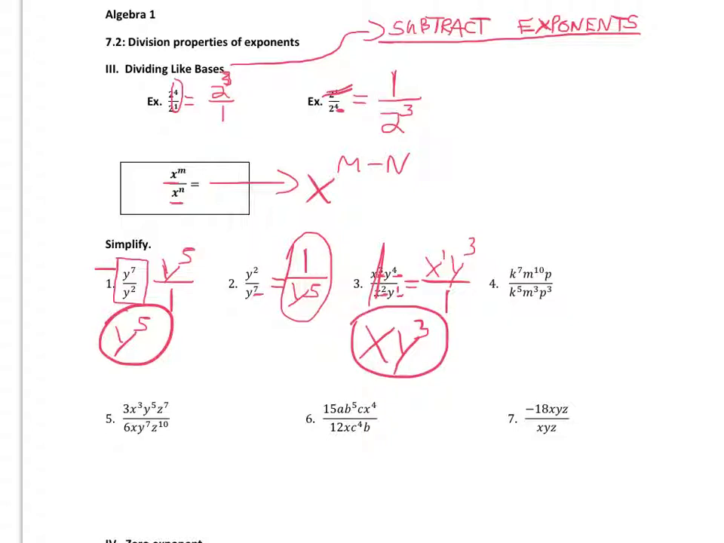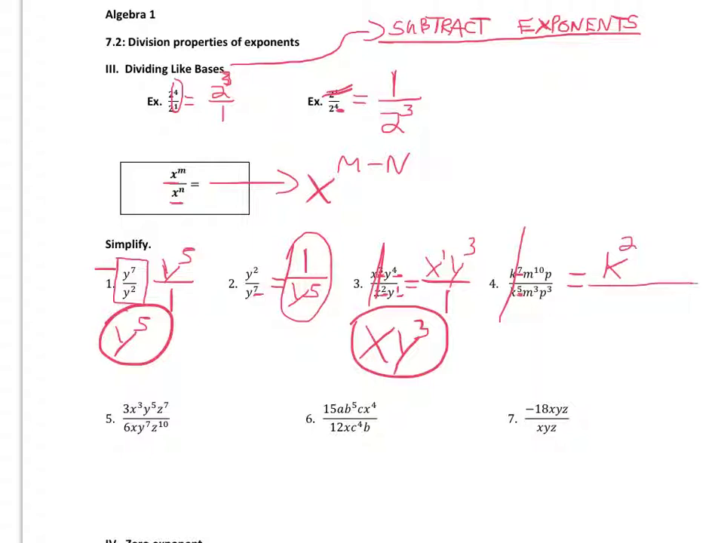Okay, number 4, now I have three variables. I have k, m, and p. So if I look at k right here, I have k to the 7th over k to the 5th. The exponent's bigger up top, so the k is going to stay up top. And if I do 7 minus this 5, it gives me 2. So I'm done with the k's. I'll just cross them out.